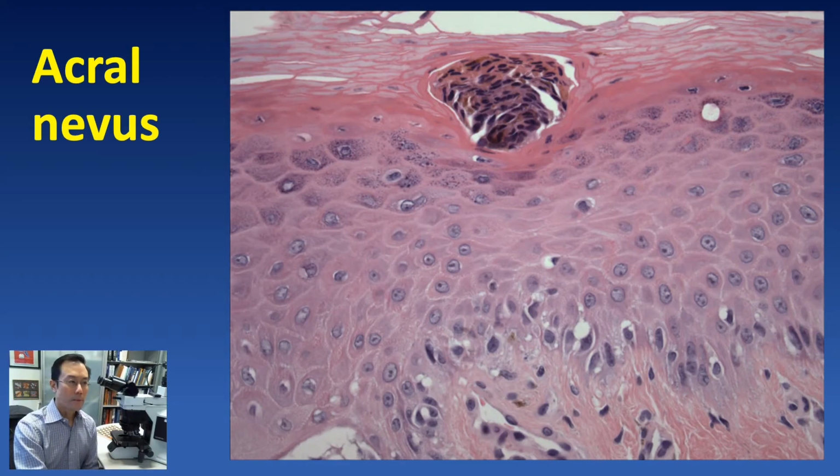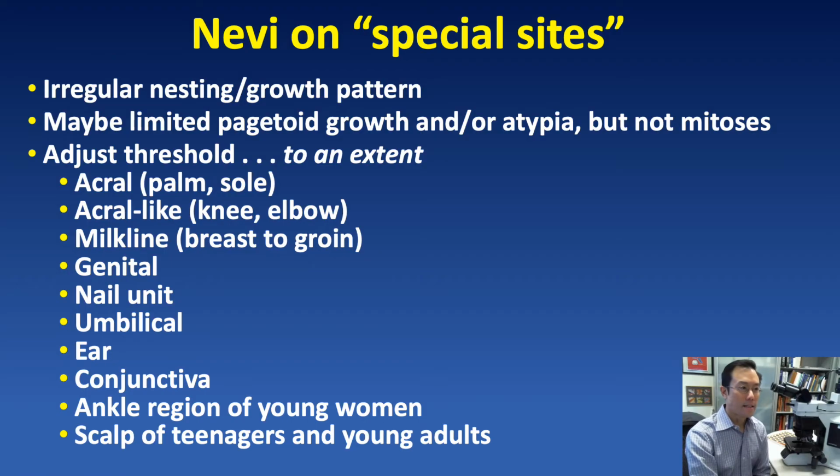Here is one example of pagetoid upward scatter in an acral melanocytic nevus. And note that the cells are going up in a big group, not only as single cells. And this is not precise, but relative to melanoma, this is somewhat of a characteristic pattern of upward migration in an acral nevus. And the list of special sites for melanocytic nevi seems to go on and on.